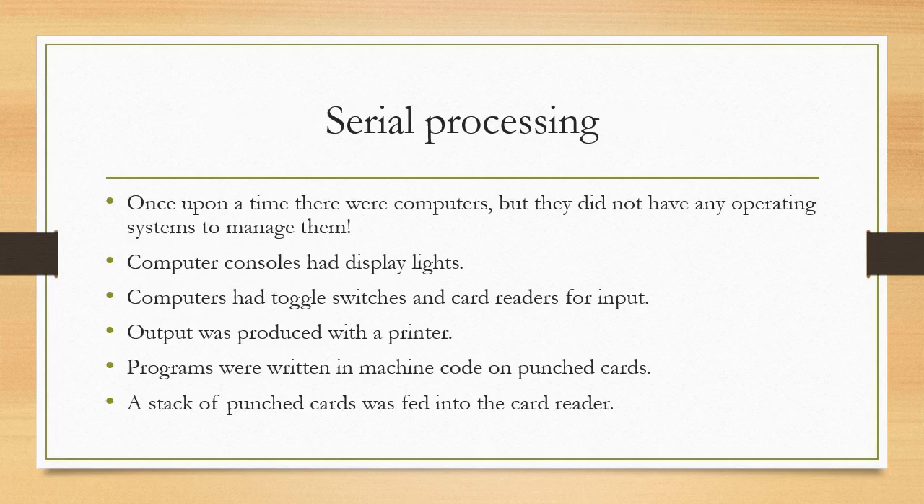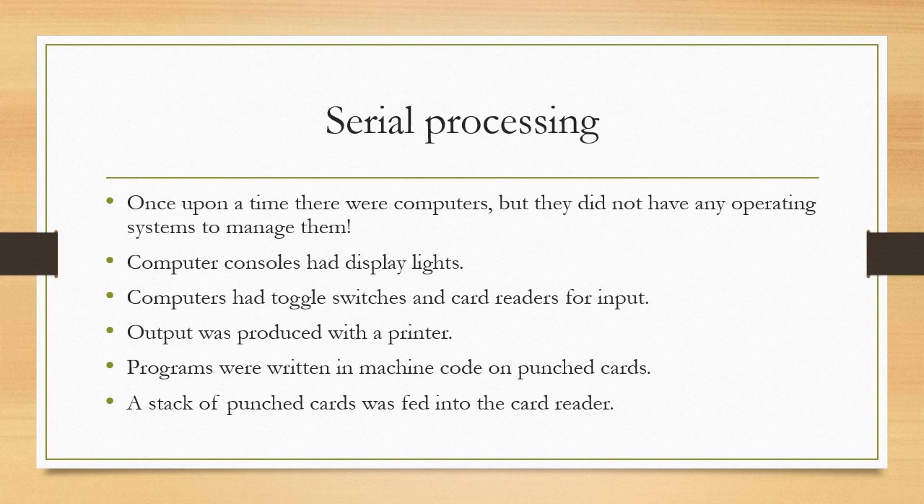The first era of computing is referred to as serial processing. Once upon a time, there were computers, but they did not have any operating systems to manage them. Computer consoles had display lights. Computers had toggle switches and card readers for input. Output was produced with a printer. Programs were written in machine code on punched cards. Machine code, by the way, is a combination of 0 and 1. There are no alphabets, there are no letters, just binary information.